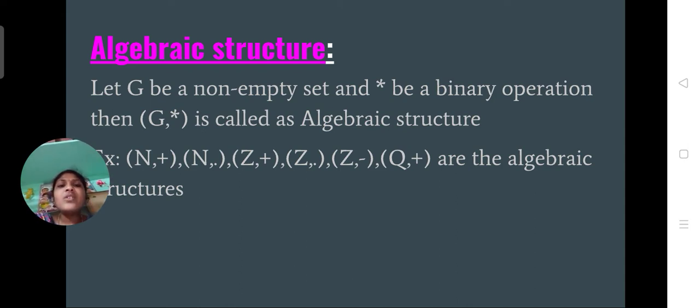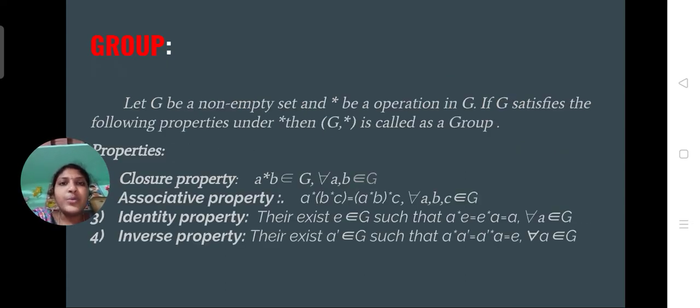Next, now we shall define an important definition, group. What do you mean by a group? Let G be a non-empty set and star be a binary operation on G. If the set G satisfies the following four properties, then G comma star is called a group. The properties are closure property, associative property, identity property, inverse property.